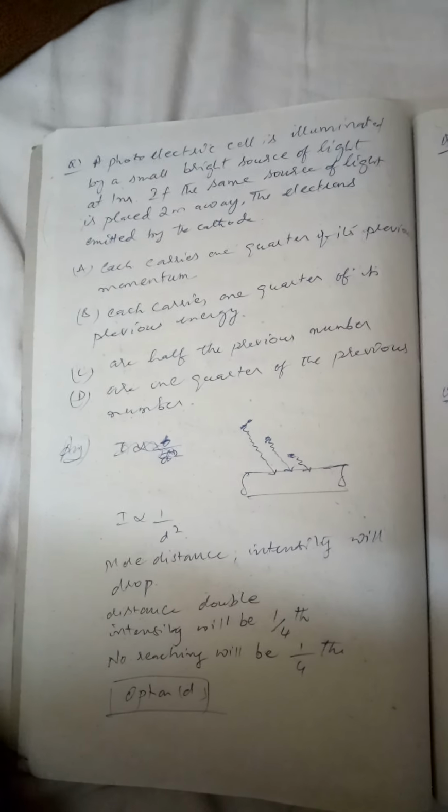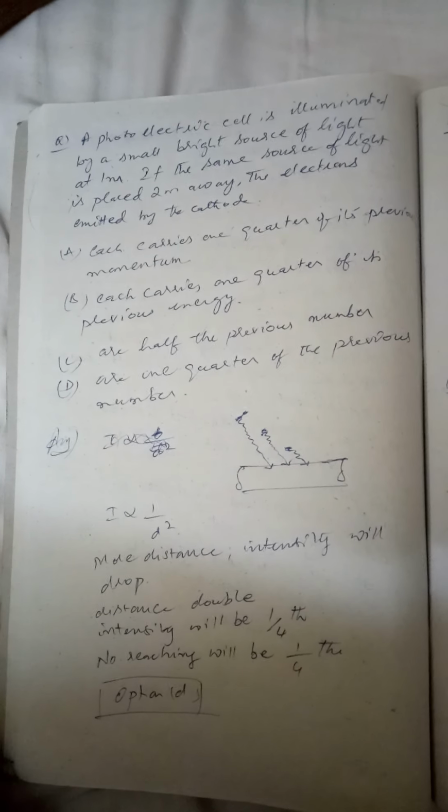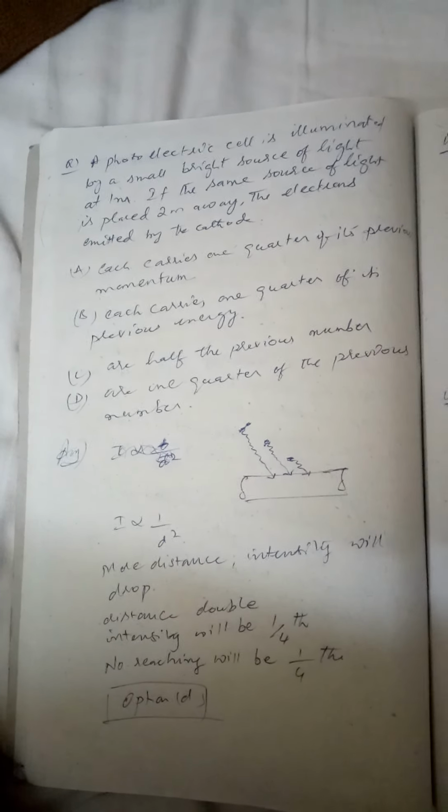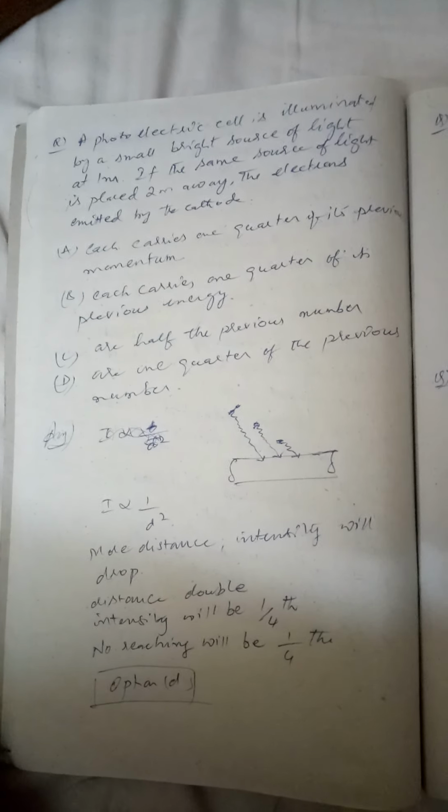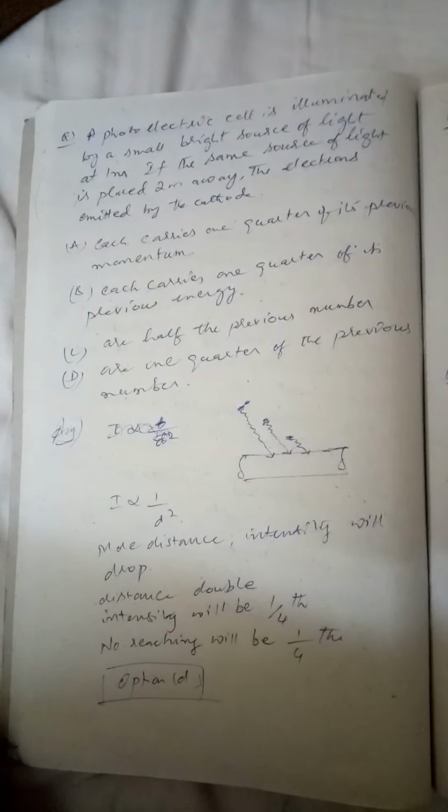Option D is the correct answer here. Quarter of the previous number, they will remain as the quarter of the previous number. Okay, option D is the right answer.